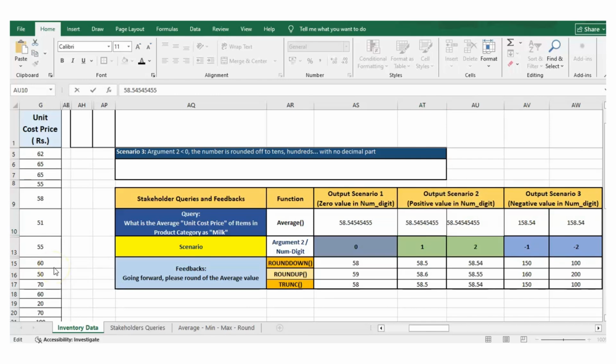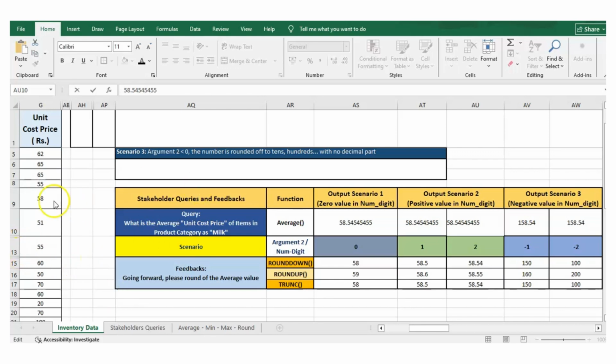Now let us discuss scenario 2, example 2. Here the input is the same value which we have been using till now, and num_digit is assigned an argument value of 2. So one thing is clear, that round up and round down functions, because of the num_digit being assigned 2 as a value, will give the outputs up to 2 decimal places only.